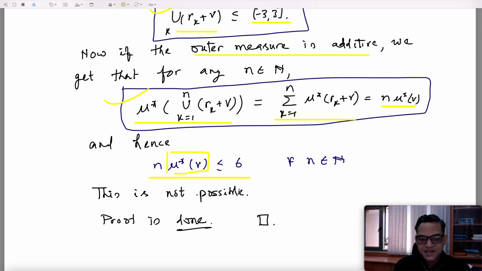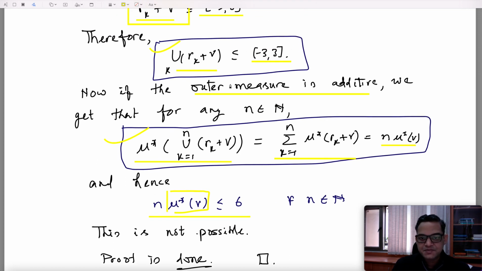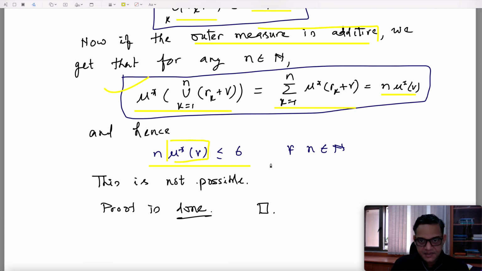So why are we getting this? Because we assumed that the outer measure we started with is additive. And mu star of B is positive, because if it was 0, we would have got a contradiction earlier itself. So this proves that additivity is not going to be true all the time. We can always make sure that such sets exist, for example these.